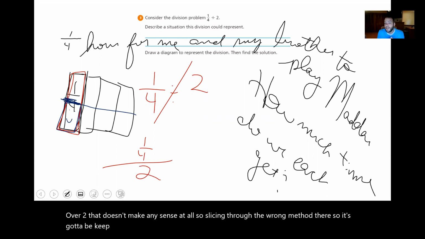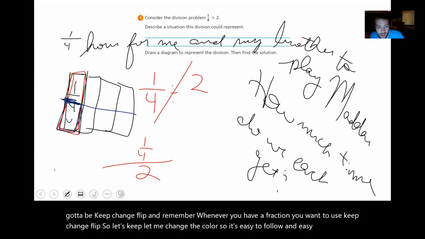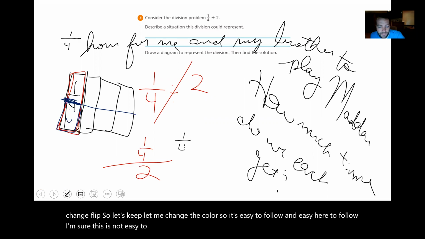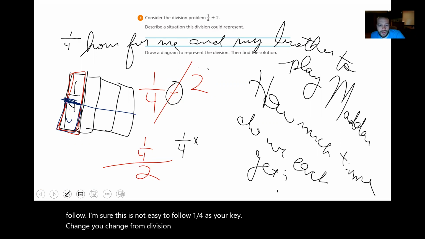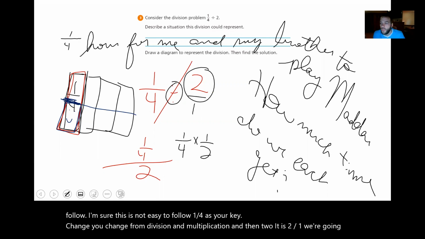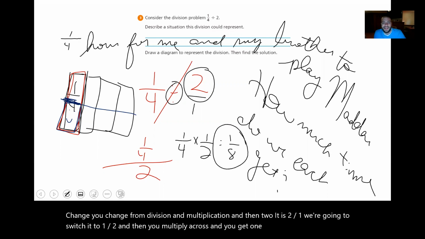And remember, whenever you have a fraction, you want to use keep, change, flip. So let's keep. Let me change the color so it's easier to follow. 1/4 is your keep. Change, you change from division to multiplication. And then 2, it is 2 over 1. We're going to switch it to 1 over 2. And then you multiply across and you get 1/8. So we'll get 1/8 of an hour.